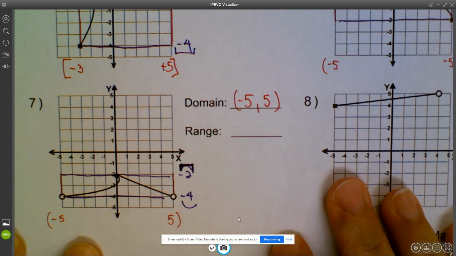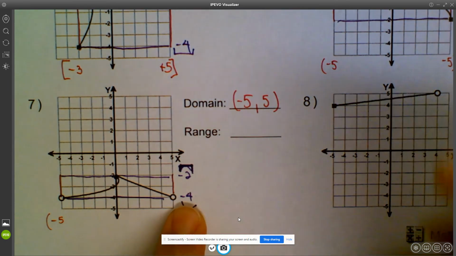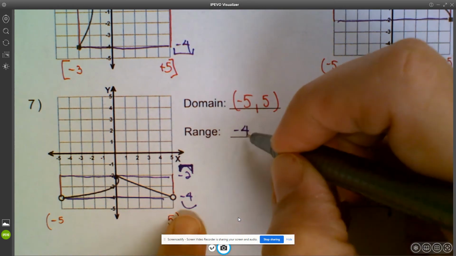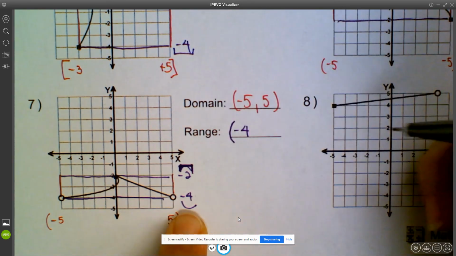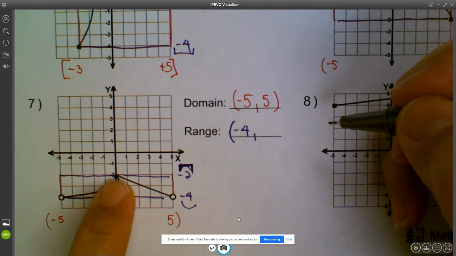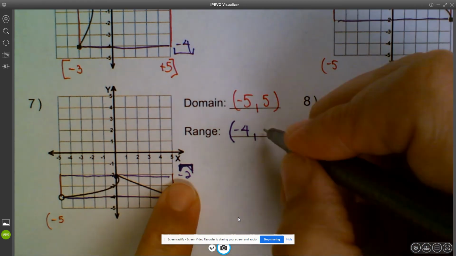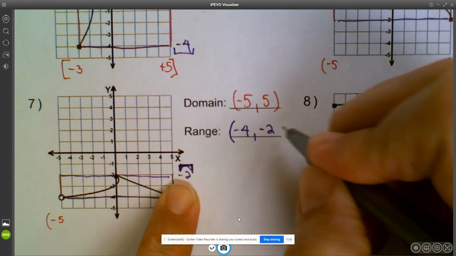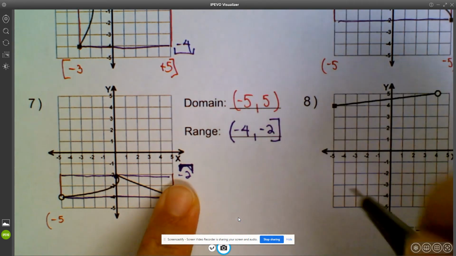My range describes my y coordinates. My smallest y coordinate is -4. I do not include the -4, so I have a parenthesis. My greatest y coordinate is at -2. I do include the endpoint, therefore I get a bracket.